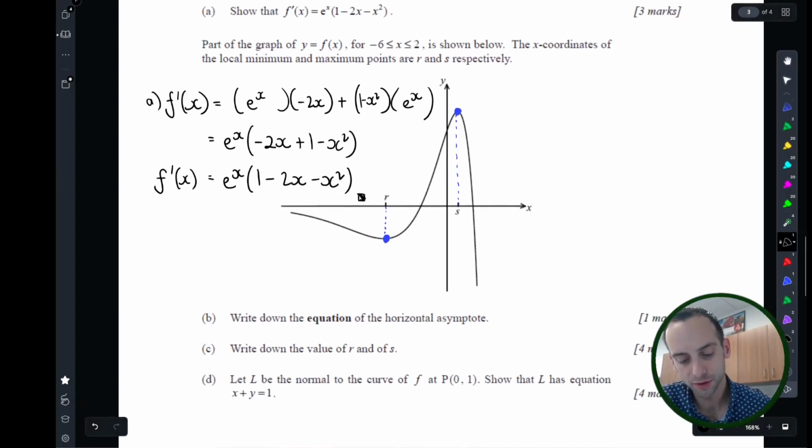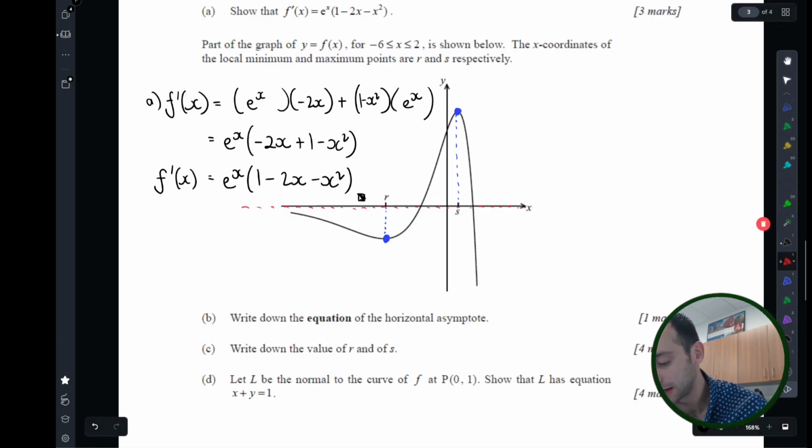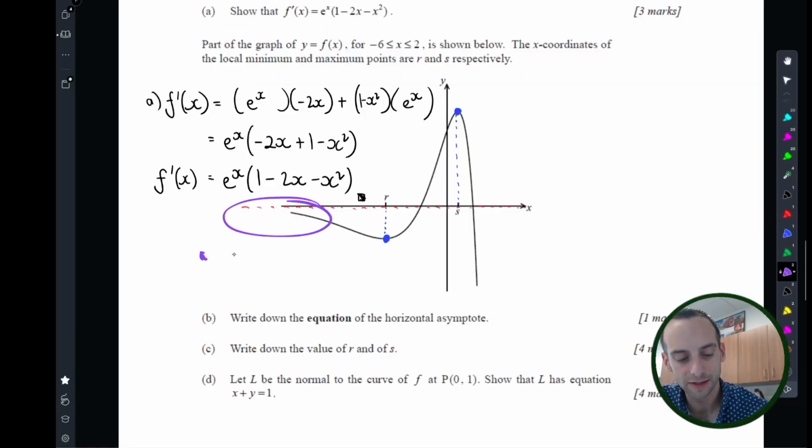In part B, we're told to write down the equation of the horizontal asymptote. We could graph this on our calculator and confirm, but it's pretty clear this graph's got a horizontal asymptote running along the x-axis, and that horizontal asymptote is really only applying on the left side of the graph here. So as x approaches -infinity, we can see f of x is approaching 0.